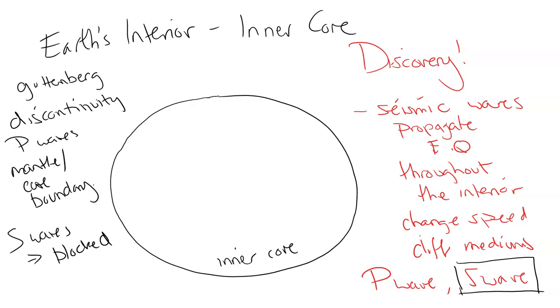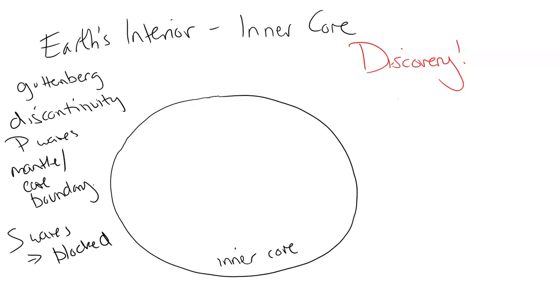Therefore, we can't use S waves to figure out what the inner core is, but we use P waves. So actually, there's one T there, not two T's for Gutenberg, and that was 1914. And then it took about 22 years, pretty much, 22 years.